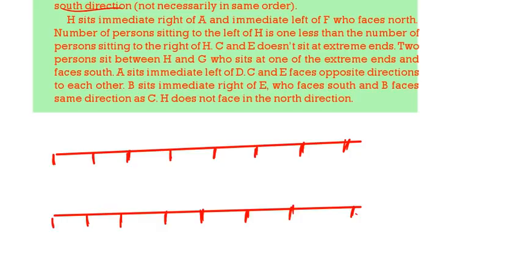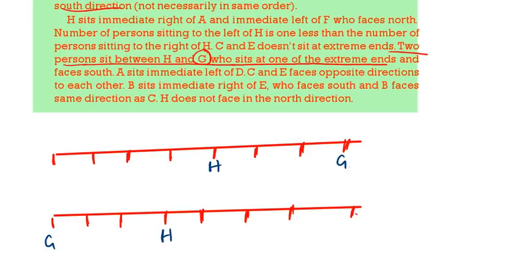Now, from where should we start? See, there are 2 persons between H and G, who is sitting at extreme end. That means G is at one extreme end. We can take G at one extreme end. There are 2 persons between H and G.